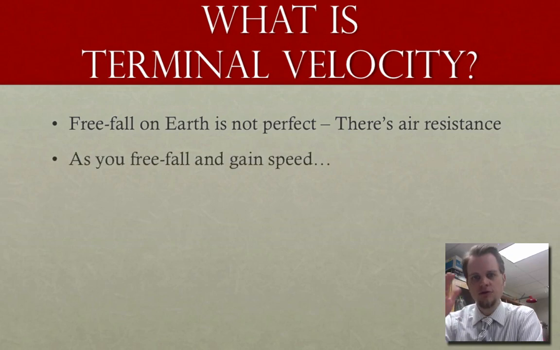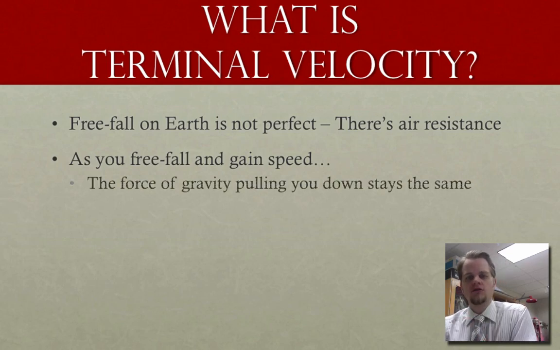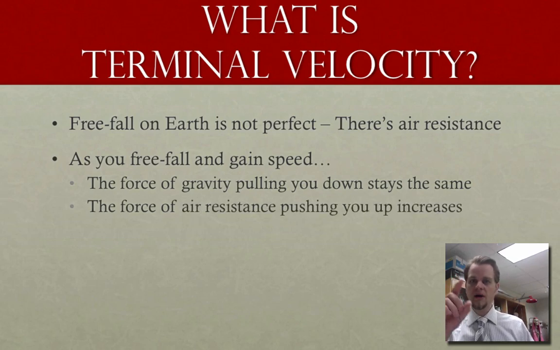Now, as you free fall and gain speed, the force of gravity pulling down on you stays the same. Your weight, the force of gravity on you, stays the same no matter what. So that force arrow in the diagram will be the same size the entire way. But remember, in the previous vodcast, we said that the force of air resistance changes with speed. And since you're increasing your velocity, the air resistance force will get bigger and bigger as you accelerate.